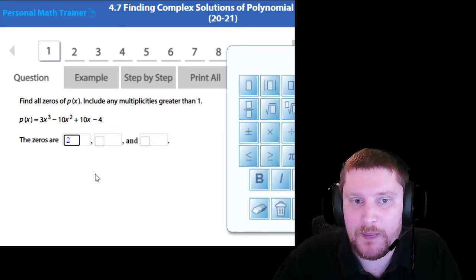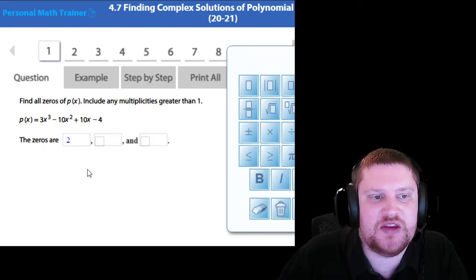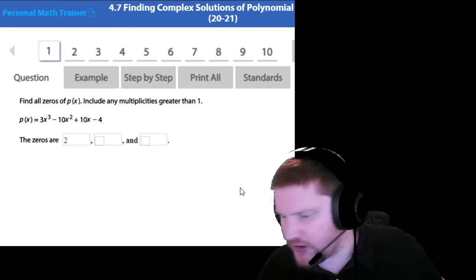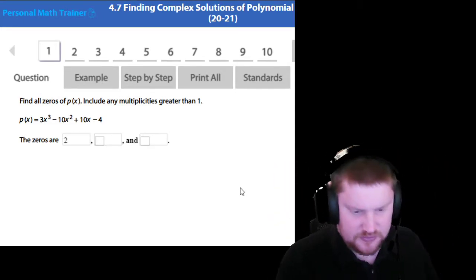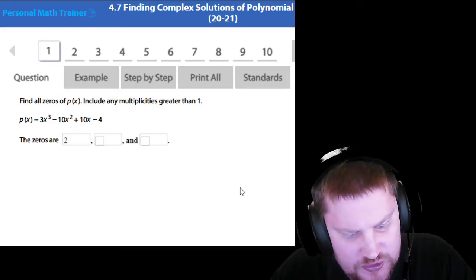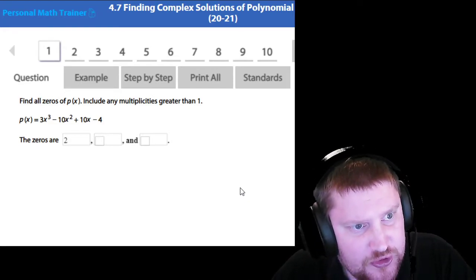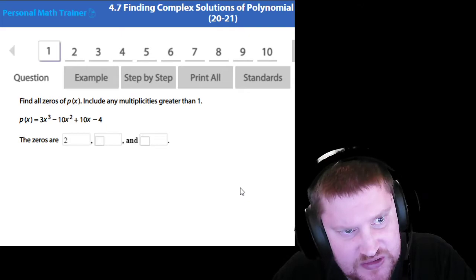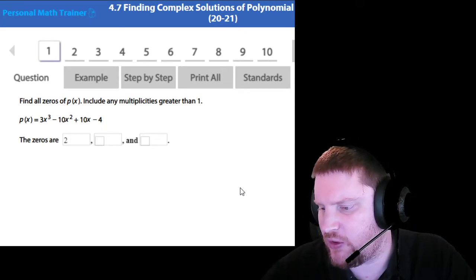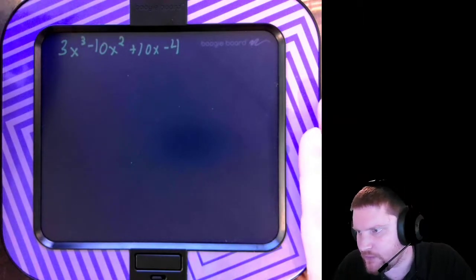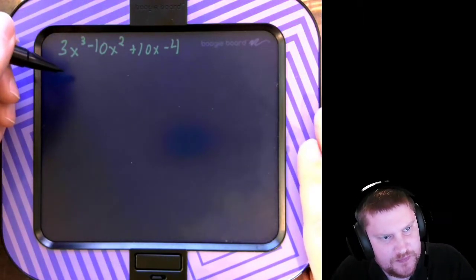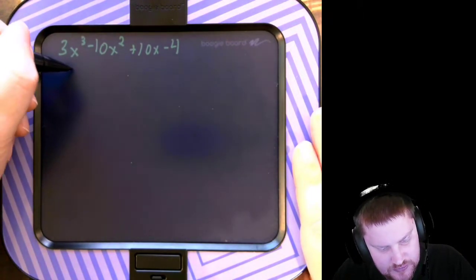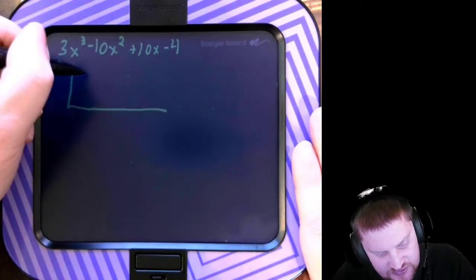Do keep in mind, though, that we have already mentioned that you're also going to have to use synthetic division. So I'm going to go ahead and write down this equation. We have 3x cubed minus 10x squared plus 10x minus 4. So let's go ahead and go over to the whiteboard. Alright, so here we know that 2 is one of our zeros. So we need to use synthetic division.